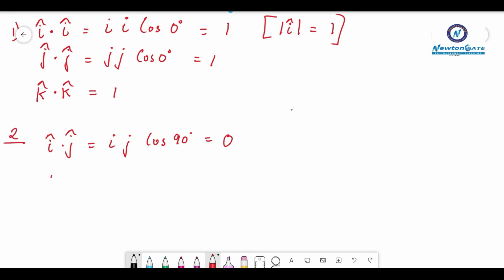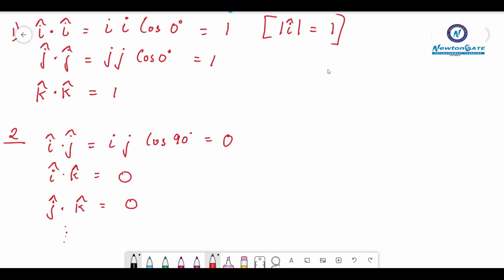Similarly, i dot k will also give me a value 0, because i, j and k are mutually perpendicular to each other. Similarly, j dot k: j and k also have an angle of 90 degrees between them, so it will give me a value 0. And it will go on.